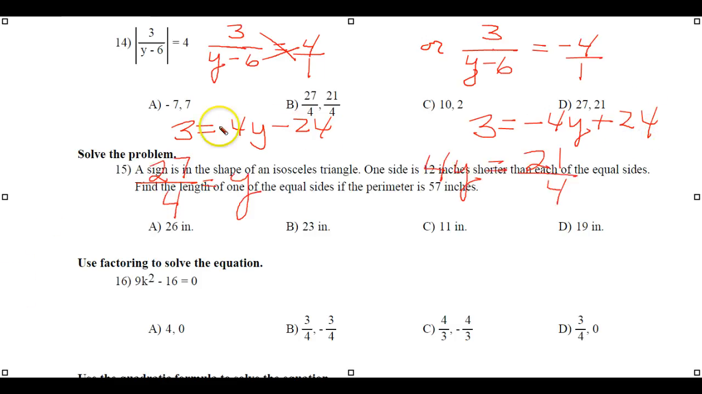Here we add 24 to both sides, or just transpose it. Get 27/4 after we divide by 4. Here I'm transposing the -4y, make it a positive 4y on this side, subtract 3, get 21. Our answer is B. Okay.